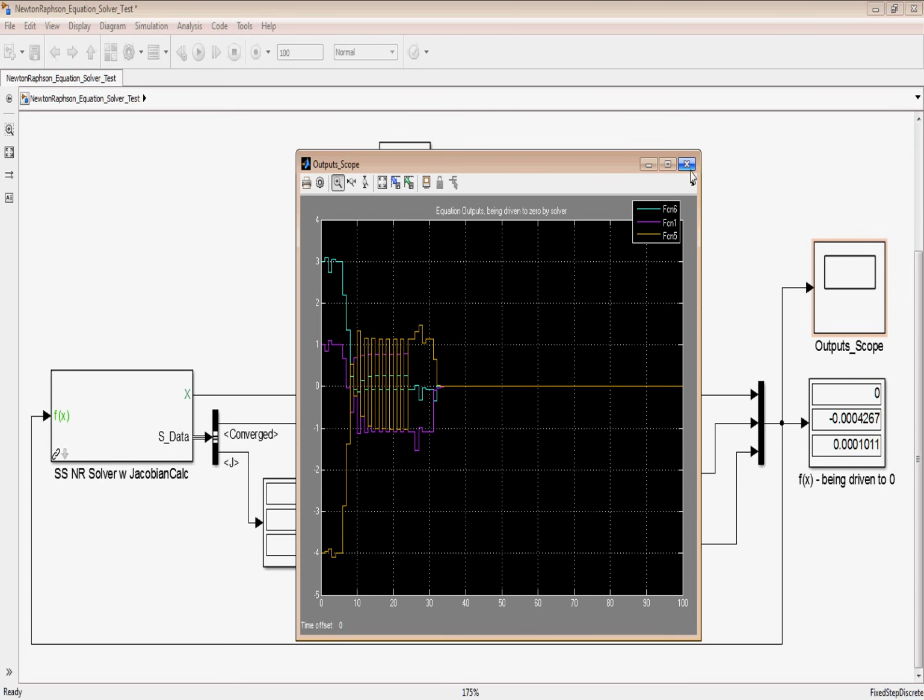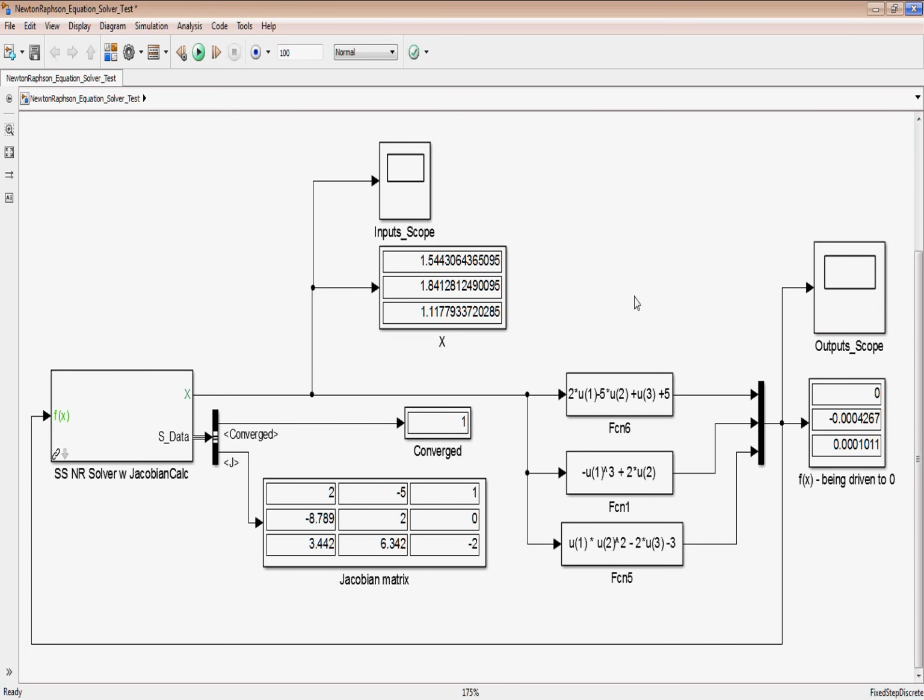This concludes the TMATS solver tutorial.